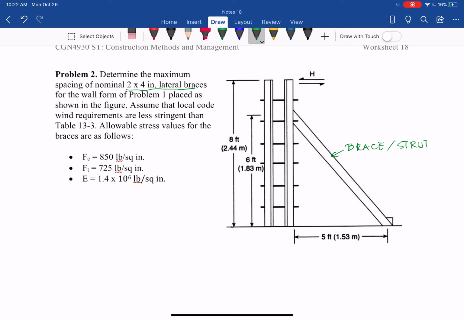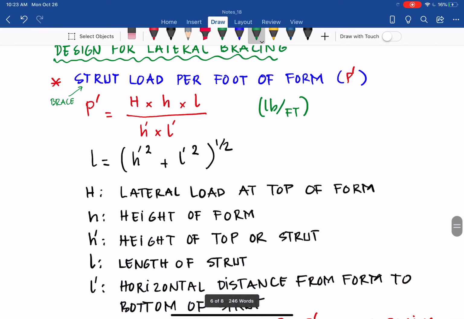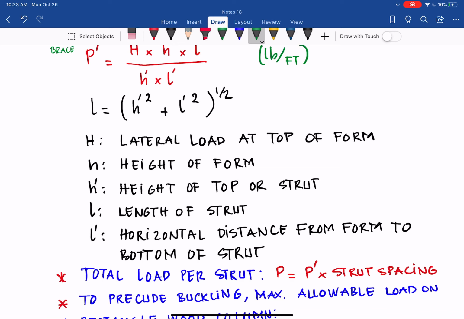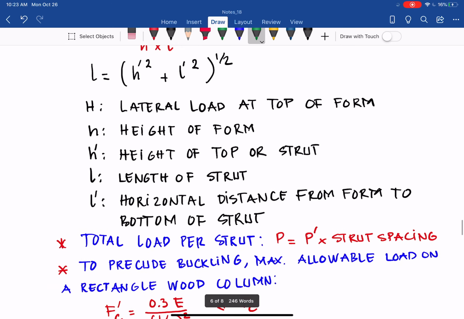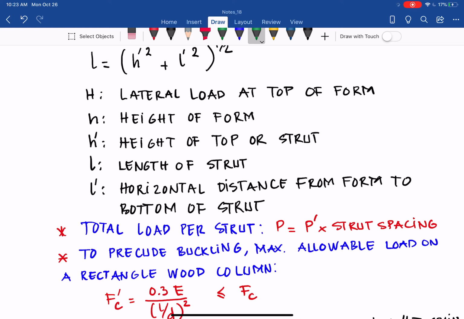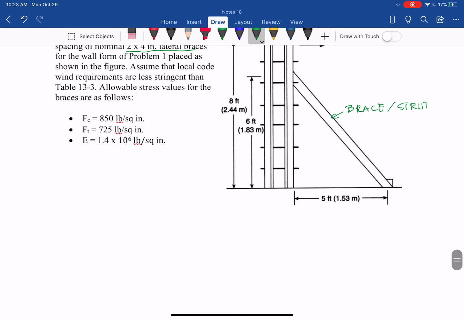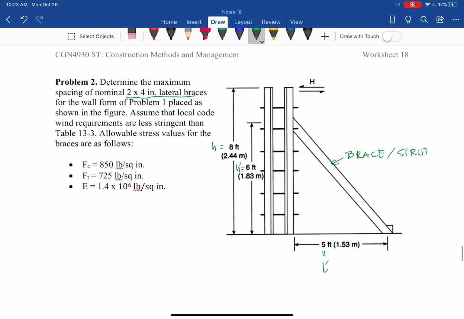They give us the allowable stress in compression, the allowable stress in tension, and the modulus of elasticity of the brace. From the figure shown, and with the equations that we learned for design of lateral bracing in the previous video: H is the lateral load at the top of the form, H small is the height of the form, h apostrophe is the height of the top of the strut, L is the length of the strut, and L apostrophe is the horizontal distance from the form to the bottom of the strut. So from here we can determine that 5 feet is L apostrophe, 6 feet is H apostrophe, and 8 feet is H small.